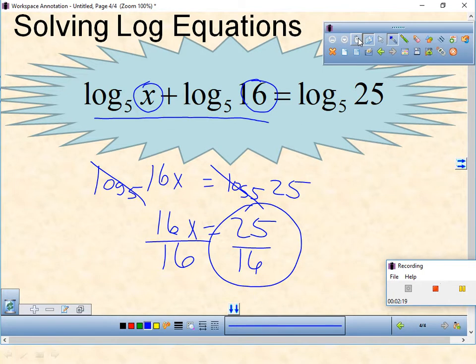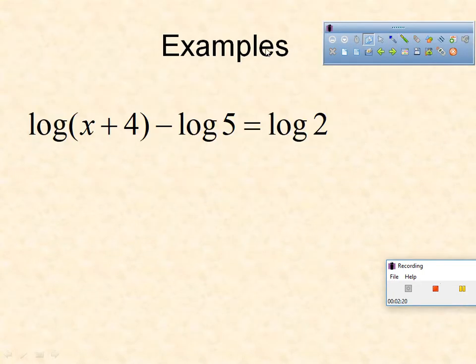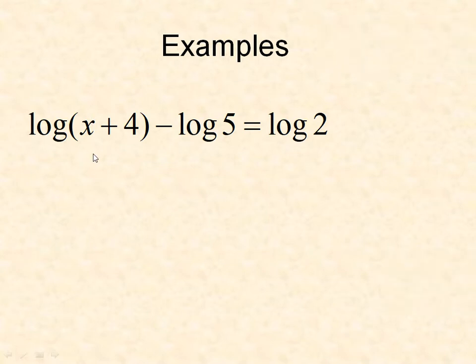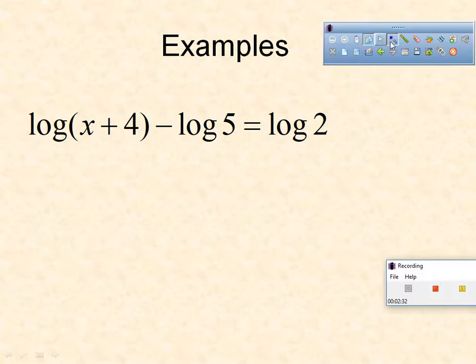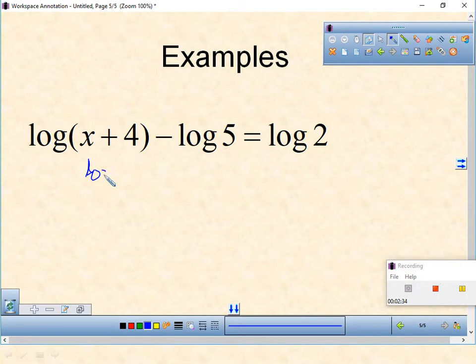All right, let's take a look at another example. Go ahead and take a second and write this one down. All right, so to solve this problem, you would still condense. So we're going to condense the left-hand side. So this is subtraction, so I'm going to rewrite that as division. So you'd have log base 10.